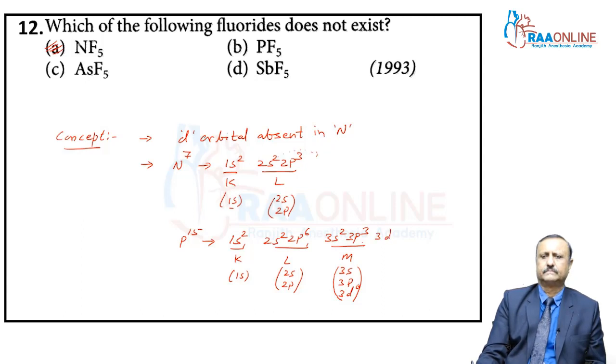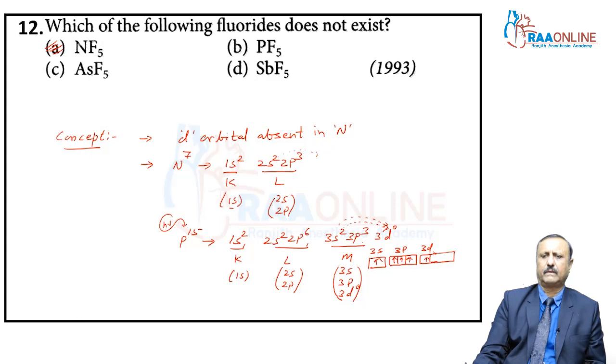When this phosphorus is in an excited state, or you give some amount of energy, my dear students, the paired electrons go to the d orbitals. When these paired electrons go to the d orbitals, you can see here in 3s only one electron is present, in 3p 3 electrons are present, and in 3d one electron is coming from the s orbital.